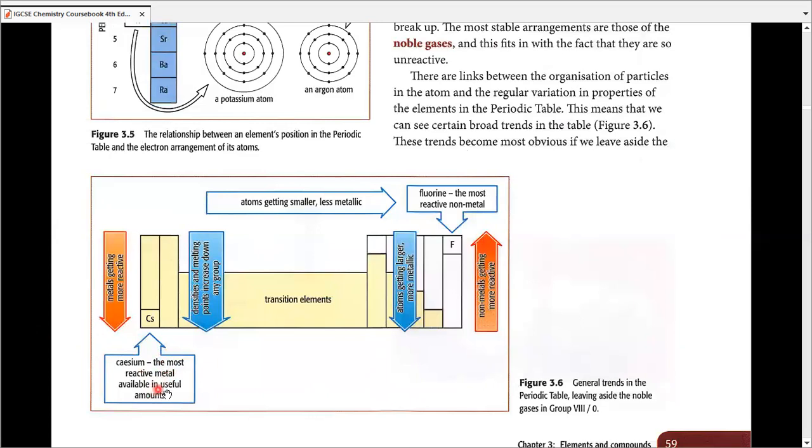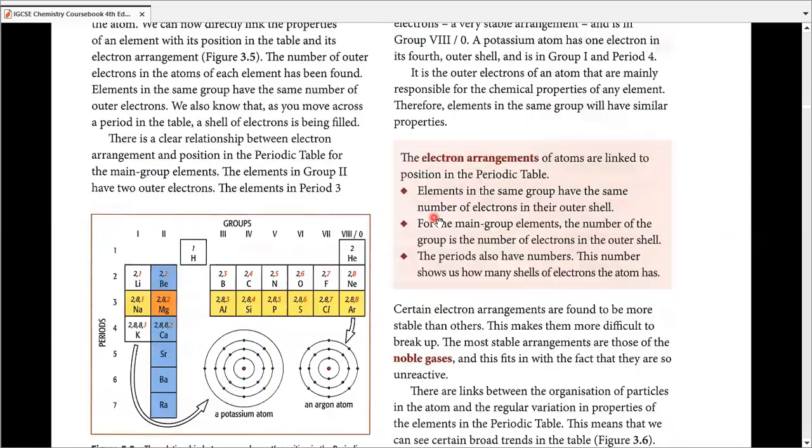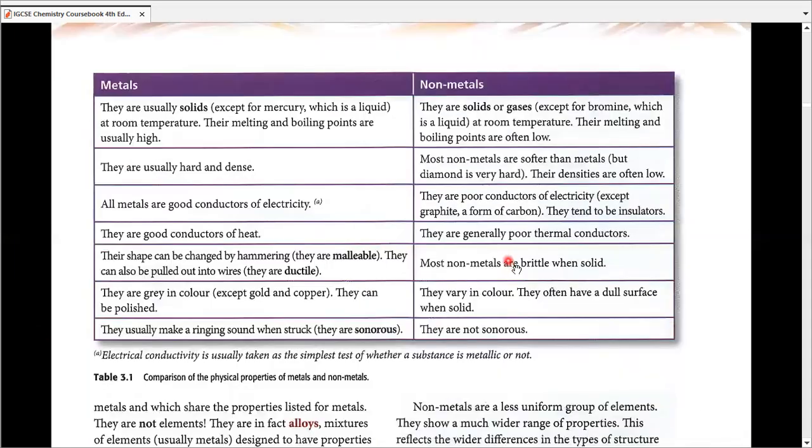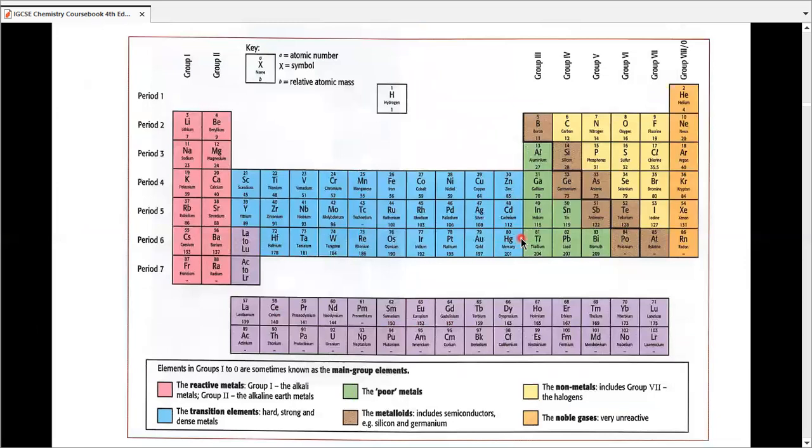Cesium is the most reactive metal, useful and available in useful amounts, and fluorine is the most reactive non-metal. So if anything becomes more metallic as we go down the group, the most metallic stuff would be present at the extreme bottom, and the least metallic or most non-metallic should be present at the extreme top, right? So this one becomes the most reactive metal, and especially in good amounts.